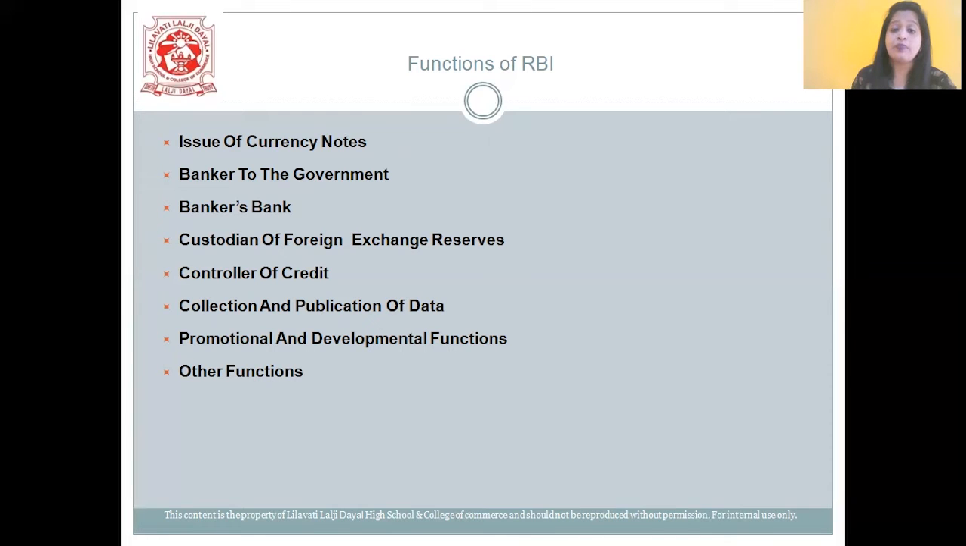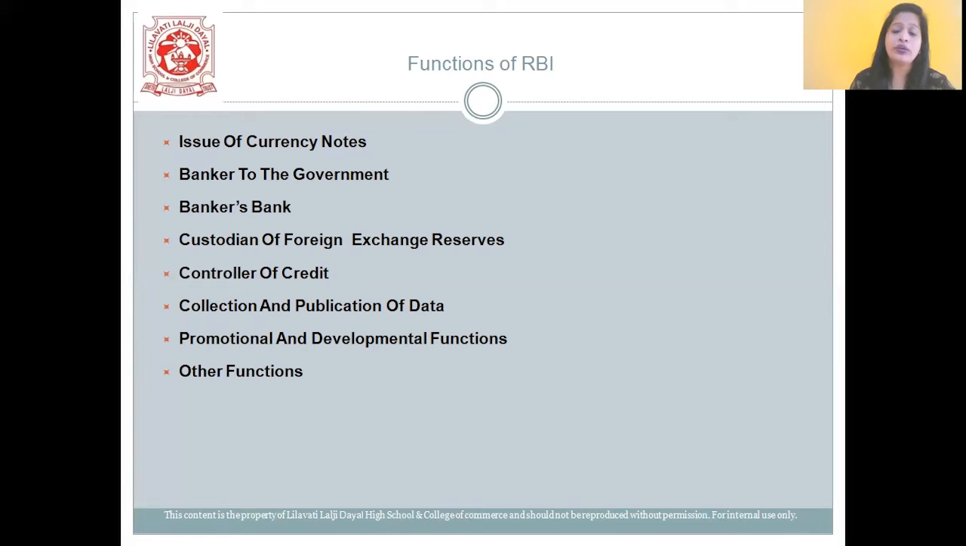Next one, promotional and development functions. Here, RBI performs various promotional and development functions, like extending the bank services, providing banking security to the urban and the rural areas, taking up development projects for agricultural credit, industrial credit, and so on. Next one, students, other functions. Herein RBI is known as a lender of the last resort because it also provides liquidity to the banks experiencing financial difficulty. Hence, it is termed as the lender of the last resort. With this, students, we've completed the functions of RBI.